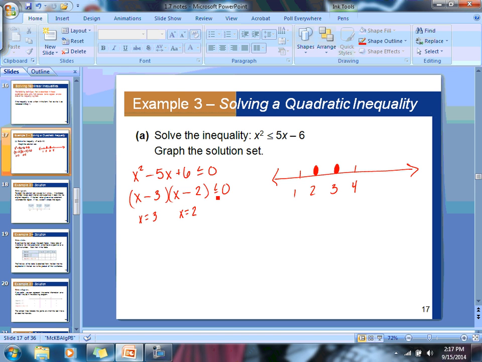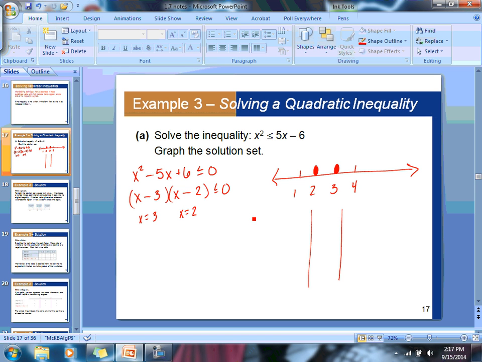I want solid circles here because I've got the less than or equal to, so I want solid circles on 2 and 3. But now I just have to see if my solution is going to be to the left and the right of 2 and 3, or if it's going to be in between the values of 2 and 3. So here's how we're going to do that. Kind of below your picture, we're just going to make a little table.